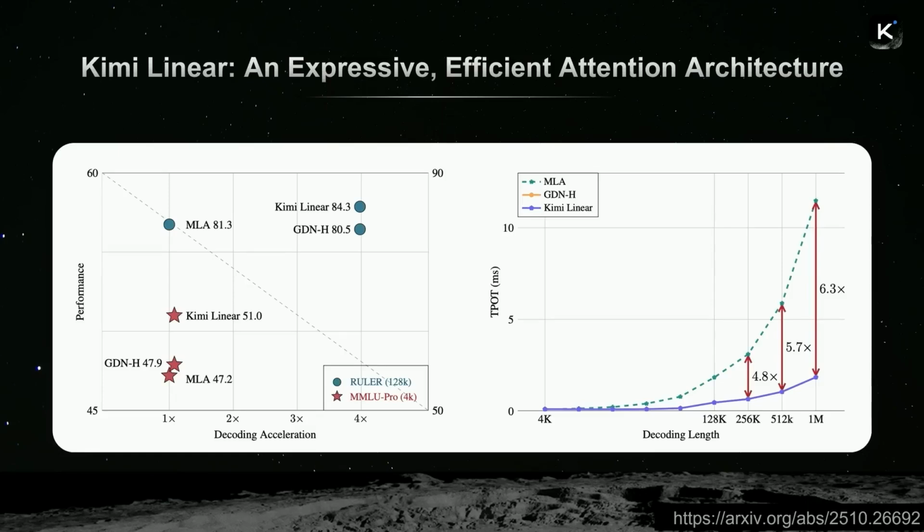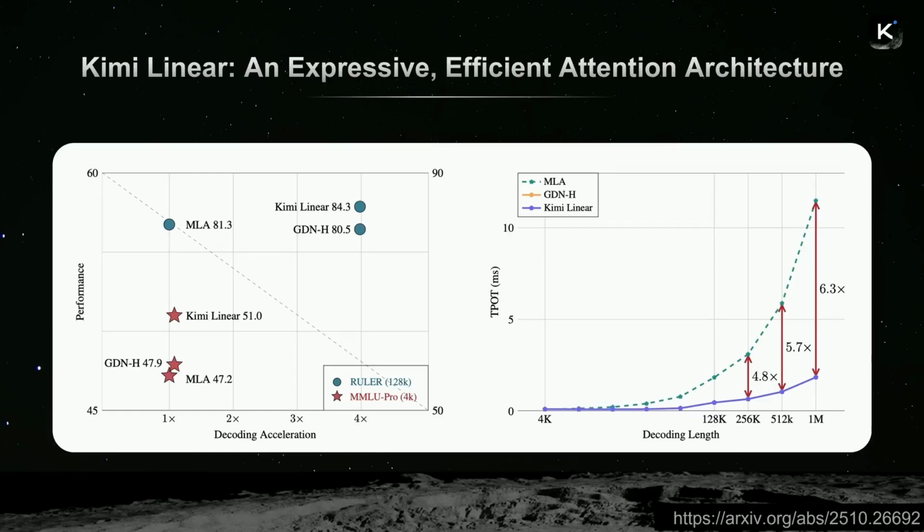On the left-hand side, we see the performance on two different types of tasks. MMLU is a short context task. For short context tasks, linear achieved a better performance compared to MLA and GDN. And at the same time, for longer context tasks, such as RULER, linear is also better than the other variants, while being much more efficient compared to MLA.